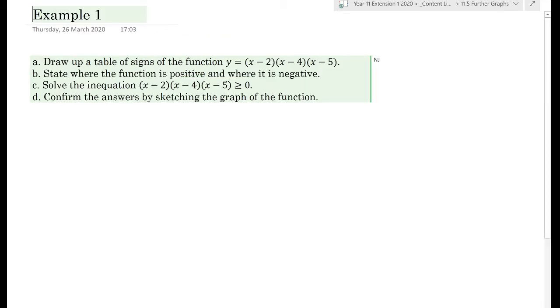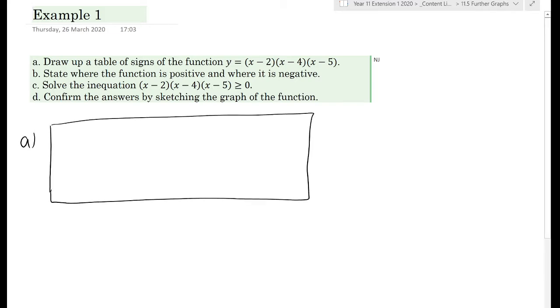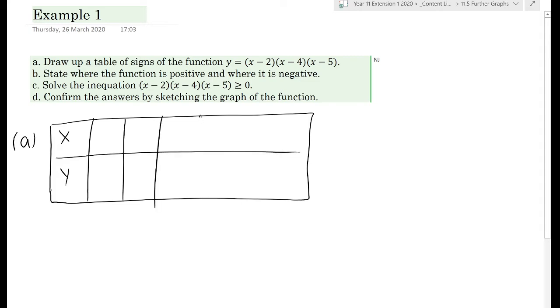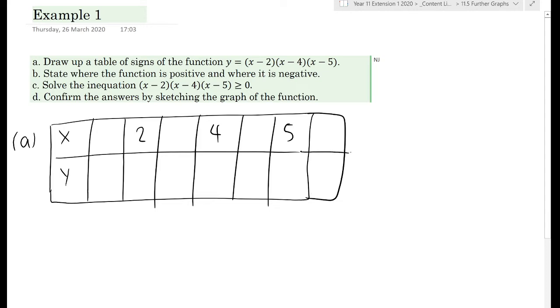Draw up a table of signs for the function y equals x minus 2 times x minus 4 times x minus 5. We already know what the zeros are for this equation. When is this equal to 0? It's when x is 2, x is 4, or x is 5. So I'm going to draw up my table of signs. I'm going to have x and y in this case. All of the zeros are going to be in between two numbers that aren't zeros. We know that 2, 4, and 5 are zeros.